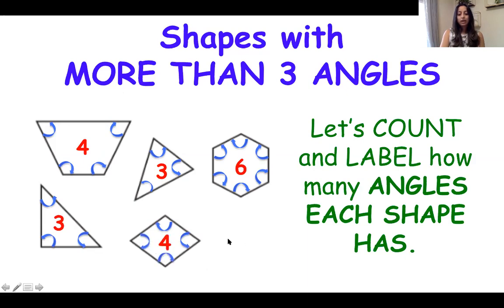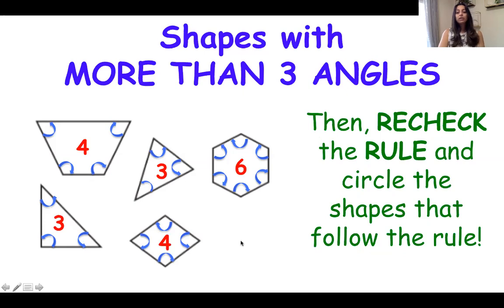This one has 4. So now let's recheck the rule, and then circle the shapes that follow it. So our rule was shapes with more than 3 angles. So more than 3. So 4 is more than 3. I'll circle that one. This is exactly 3, so that one doesn't work.